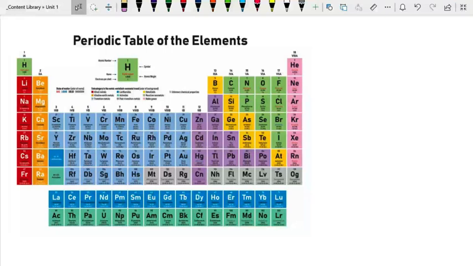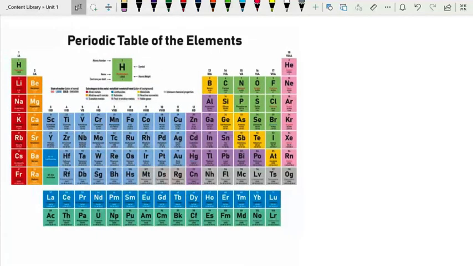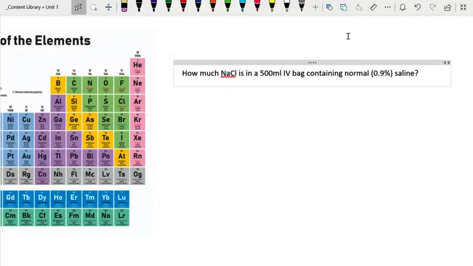Okay, I wanted to discuss something today that tends to be a sticky point for some people, and that is the concept of moles and molarity and percent solutions. Let's start by trying to answer this question: How much salt, sodium chloride, is in a 500 milliliter IV bag containing normal saline? The concentration of salt in normal saline is 0.9%.